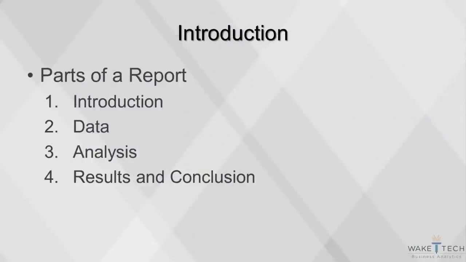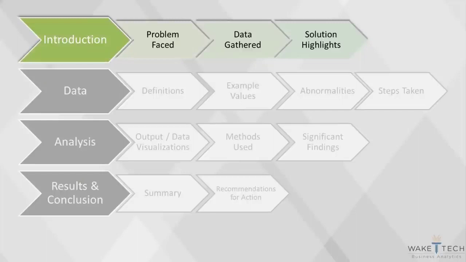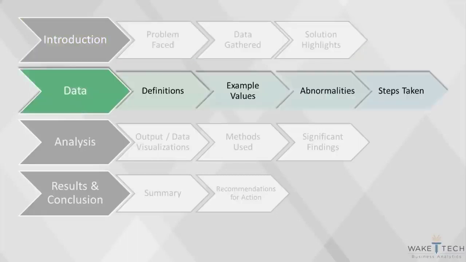This video will cover the parts of an analytical report, including the introduction, data, analysis, and results and conclusion. The introduction should provide a concise summary of the project, including the problem faced, the type of data gathered, and the highlights of the solution. The data section should go into detail about the data used to complete the project. Variables and other technical terms should be defined well, and example values should be listed and interpreted.